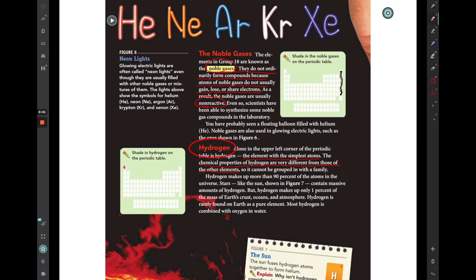However, it's important to know that hydrogen makes up more than 90% of all the atoms in the universe. 90% of the atoms in the universe are hydrogen. So massive amounts of hydrogen there. But hydrogen makes up only 1% of the mass of Earth's crust. Most hydrogen is combined with oxygen in water, so it's rarely found in its pure form.